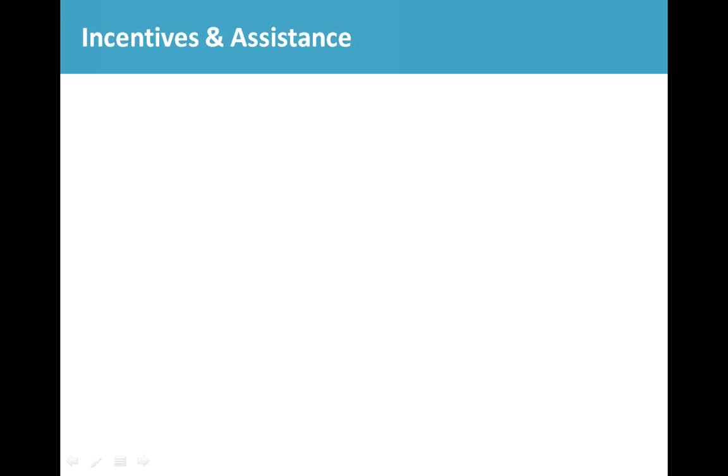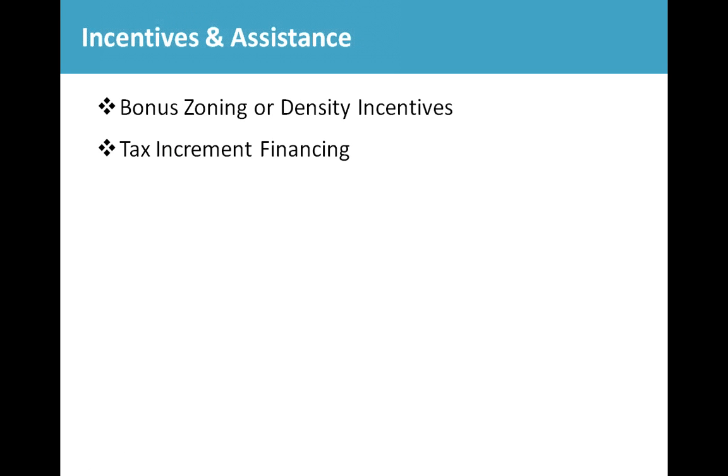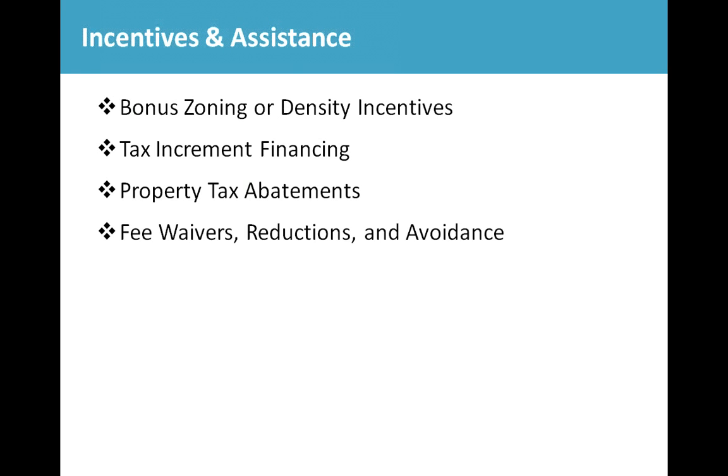In addition to project streamlining, municipalities can offer incentives and assistance to motivate developers to implement the manual strategies voluntarily. First, local governments can offer bonus zoning or density incentives in exchange for public amenities if authorized by state law. They can offer tax increment financing to help fund needed infrastructure and related development costs as authorized by state statute. They can award property tax abatements in exchange for sustainable amenities. Local governments can offer fee waivers, reductions, rebates, or reimbursements for projects that exhibit sustainable features such as infill development.